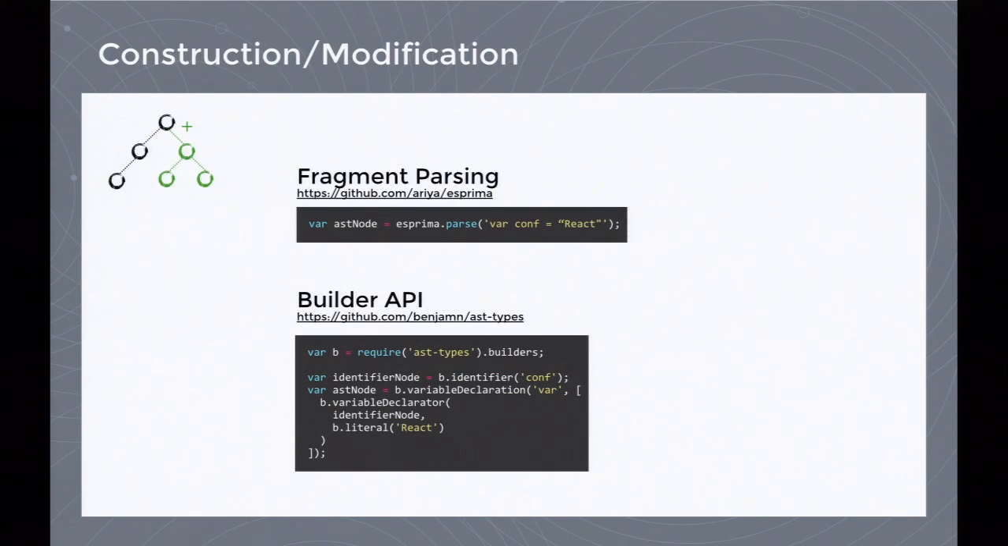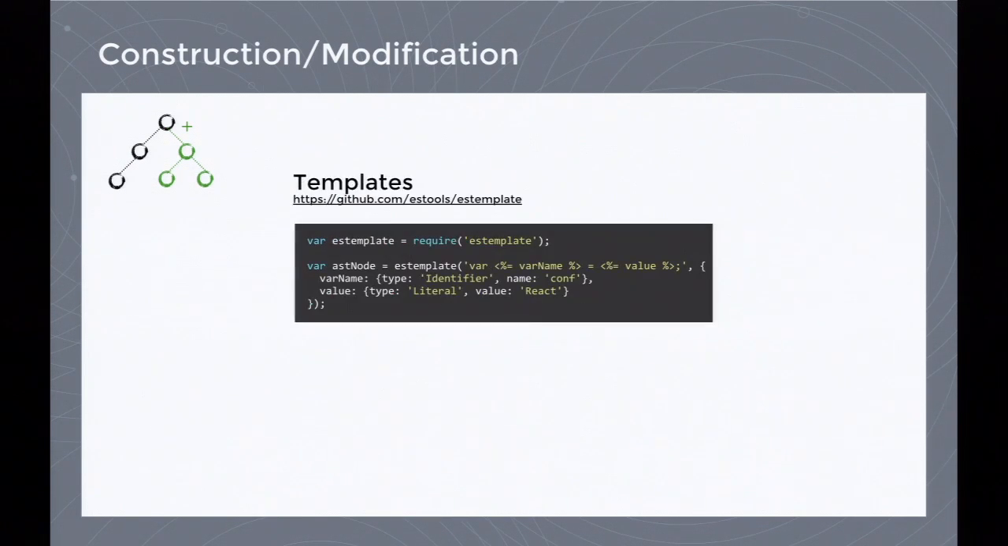For construction and modification, to build new AST nodes, you can use a fragment parsing technique. This is something where we just use Esprima's own API. Pass it a string representing code, it produces an AST that you can use. Another is Benjamin's AST types, which he uses in Recast. This is pretty cool. This is a way you can incrementally build up an AST using a builder API.